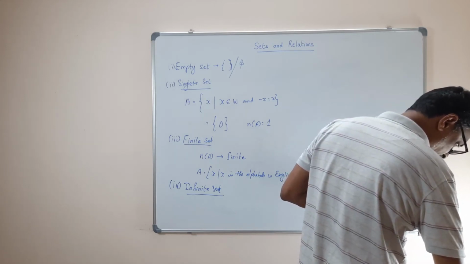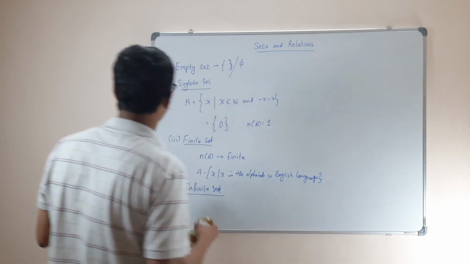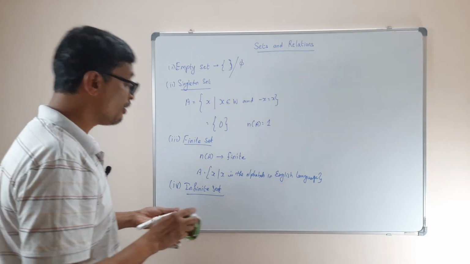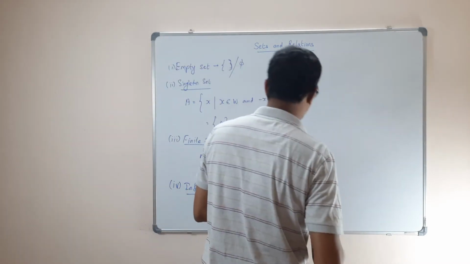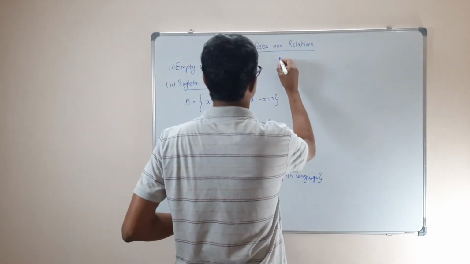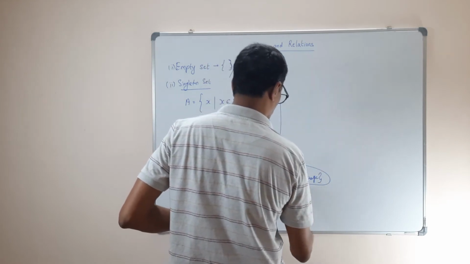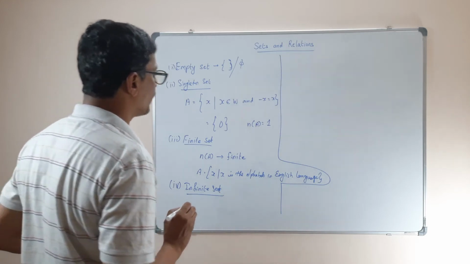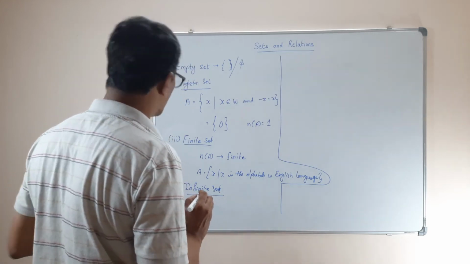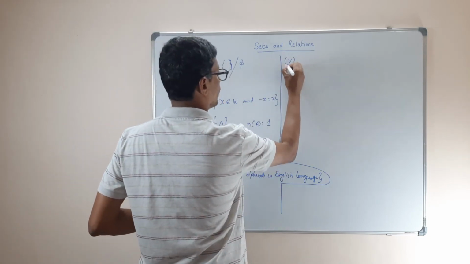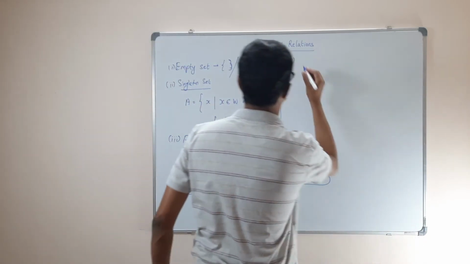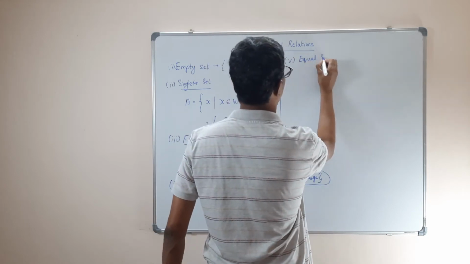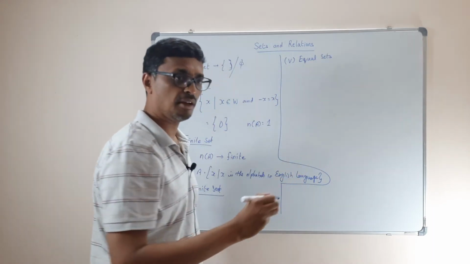And then comes the important thing. So now we have defined the sets: empty set, singleton set, finite set, and infinite set. Now we are going to something called subset. What is that? I would say before going to subset, let me go with equal sets. What do we call equal sets? Can you tell me what equal sets means?